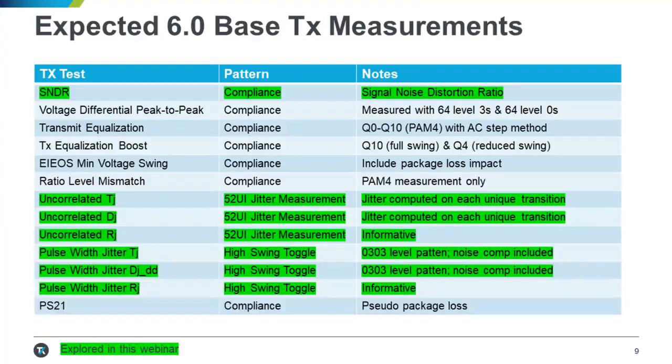So that's persisted, right? For Gen 6, we're still using a signal that looks like NRZ. We call it a low-high toggle signal. And now instead of going from 0 to 1, you're going from 0 to 3, so it's a 0-3-0-3 pattern. Beyond that, the measurement looks very similar, with the addition that we're now allowing compensation for scope noise.